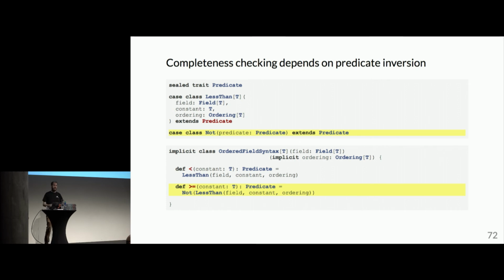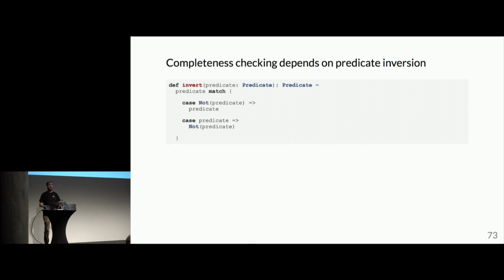And the big win with this was our inversion interpreter was dead simple. All we have to do is match on the predicate, say if it's wrapped in a not, just unwrap it from the not, and if it's not wrapped in a not, wrap it in a not. And there we go.